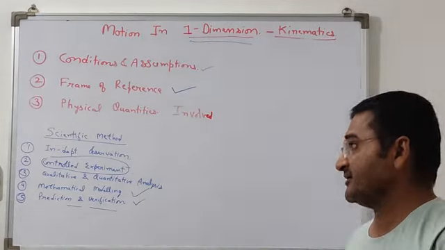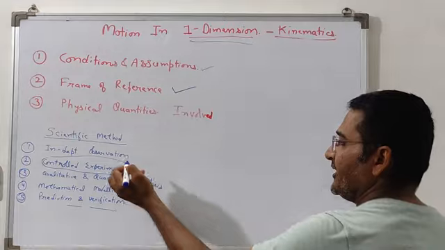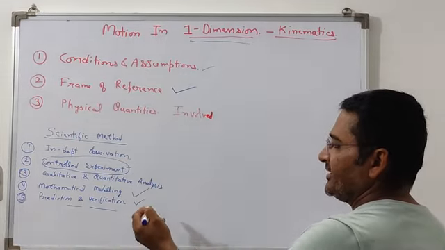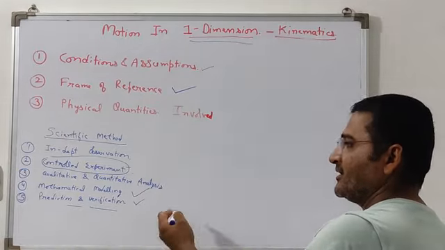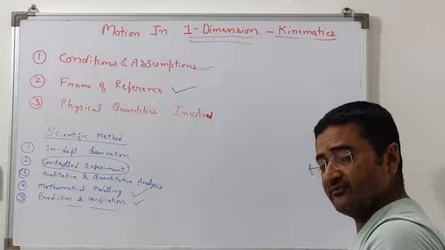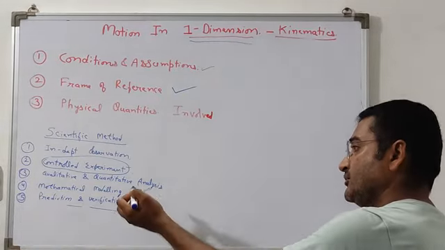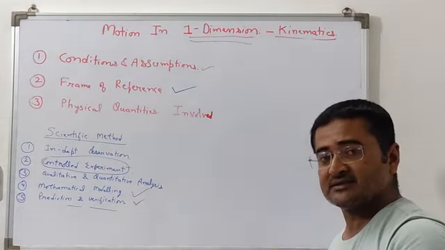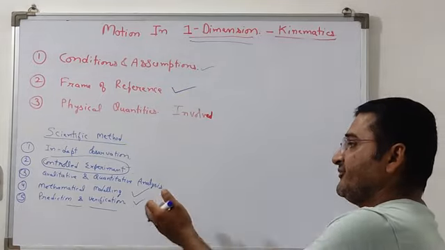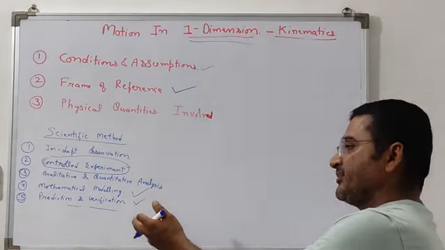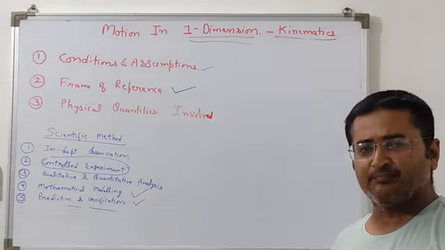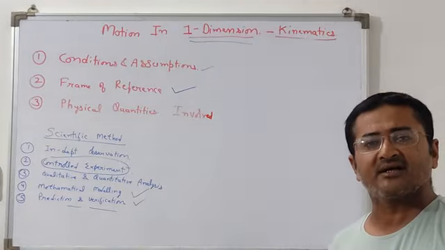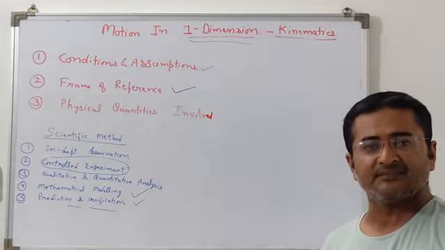the scientific method, where we do in-depth observation of any natural phenomena. Based on that observation, we do controlled experiment, and based on the experimental data that we have, we do qualitative and quantitative analysis. Based on that, we do mathematical modeling and then the prediction and verification of the model. So to take a simple and hypothetical example, we'll consider a mouse and cheese.